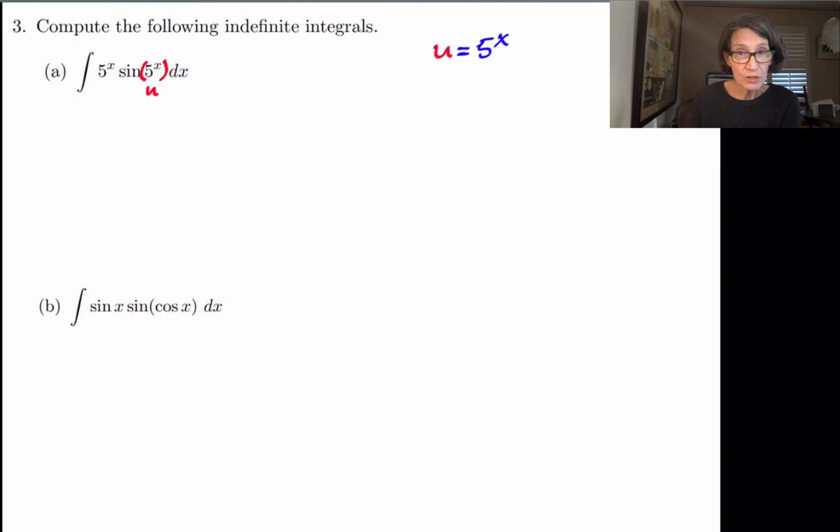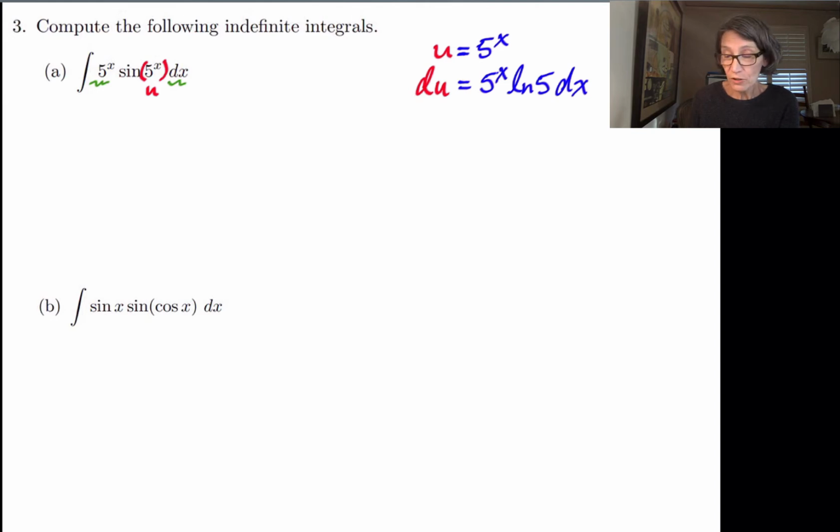So I write down my substitution, and then underneath I'm going to find my differential du. So the differential du is the derivative of 5 to the x, so that's 5 to the x times natural log of 5 times the differential dx. And then we look back at the integral and see if we have a 5 to the x times natural log of 5 times dx, and we see we have the 5 to the x times dx, but we don't have a natural log of 5. But that's okay, it's just a number, it doesn't have an x in it.